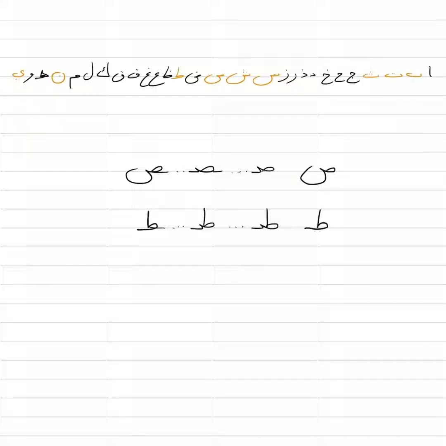So just like Sad and Ta are sometimes confused in their broken shapes, they're partners with the dots, so the Dad and the Va are sometimes confused for each other as well.